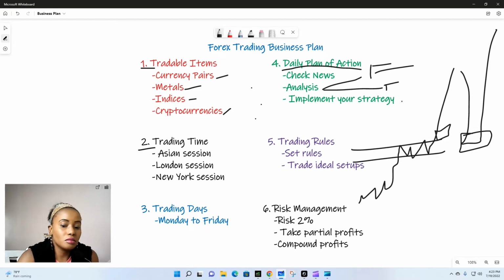Then the next item that you want to look at is your trading rules. Item number 5. Every trader has trading rules. Every strategy has rules, so set your rules according to your strategy. Know what to do when you're at the market. Know what you want to do and what you're looking for. If it's a trade setup, you know how you are going to confirm your trade setup. And then trade ideal setups.